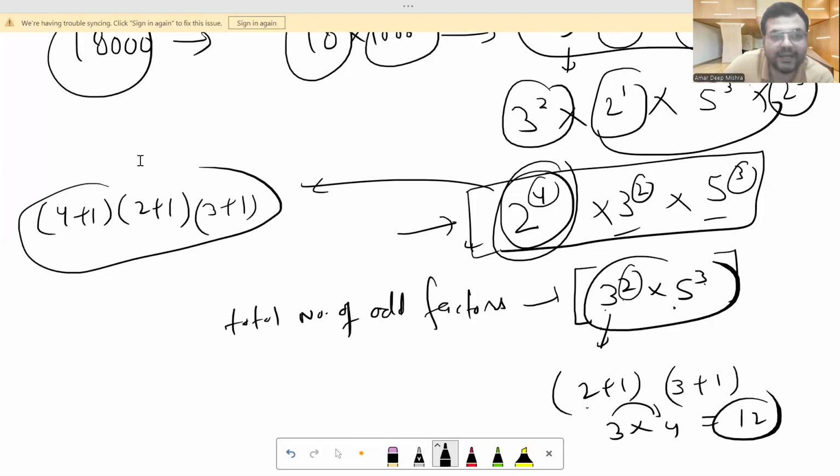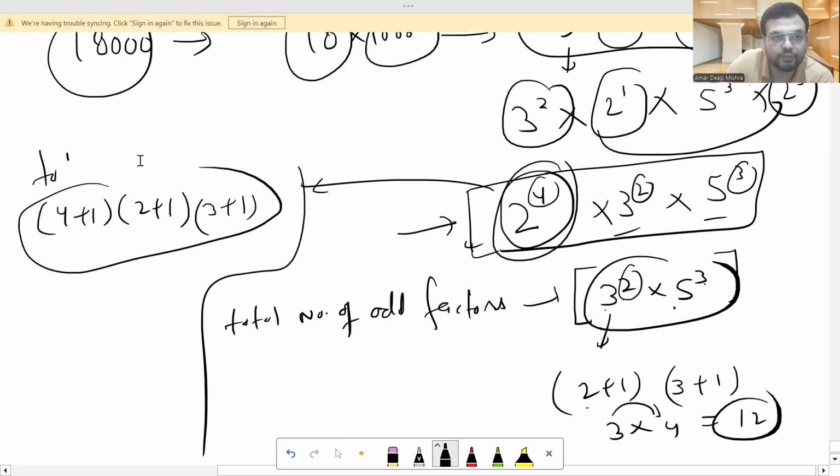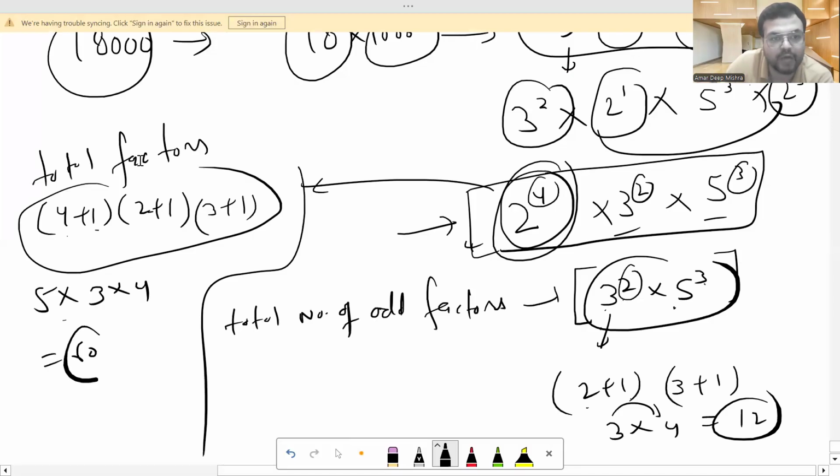Suppose you find out the total number of factors, including all odd and all even factors. So total factors would be 4 plus 1, that is 5, into 3 into 4. That is 60. So out of total 60 factors, 12 factors are odd in nature. I hope you're getting this point. Out of total 60 factors, 12 factors are odd in nature.